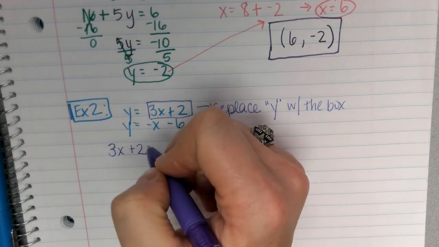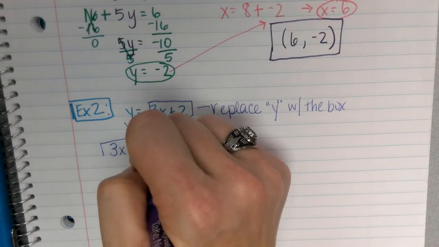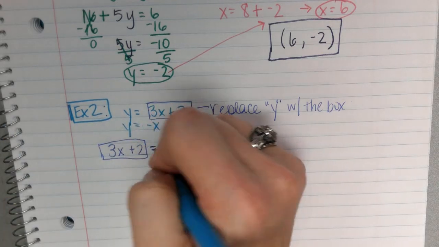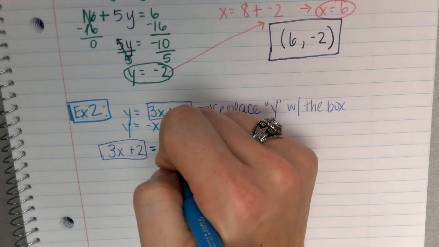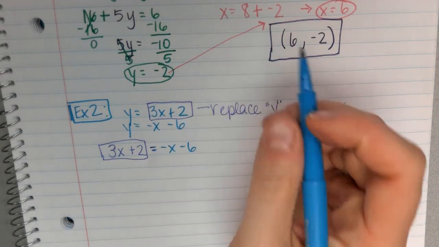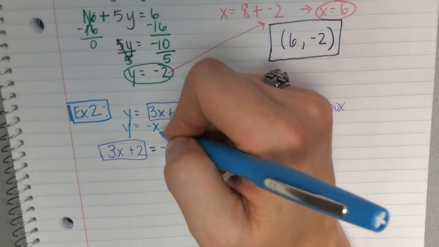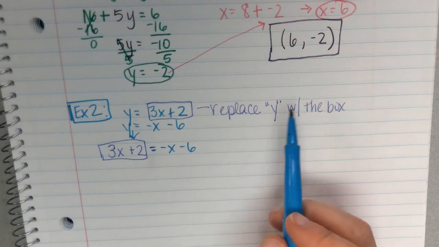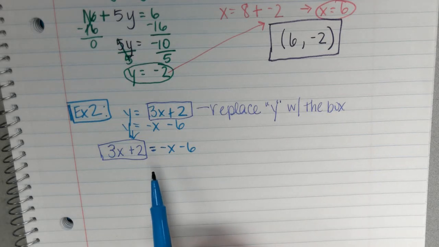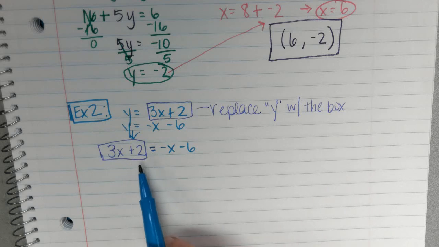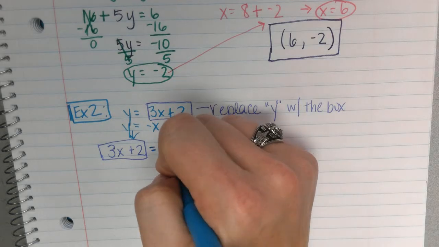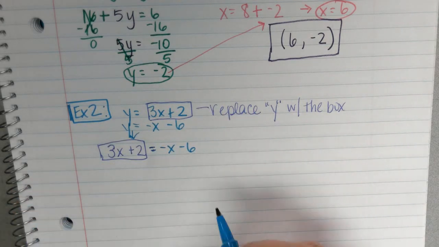So let's do that. 3x plus 2, there's your box, okay, equals negative x minus 6. Everything else is the same. We just put what we have for y there, in the box. So now we can try to get x by itself. We have to put all of our x's on one side and all of our numbers on the other. So I like to put the x's on the left side and the numbers on the right.